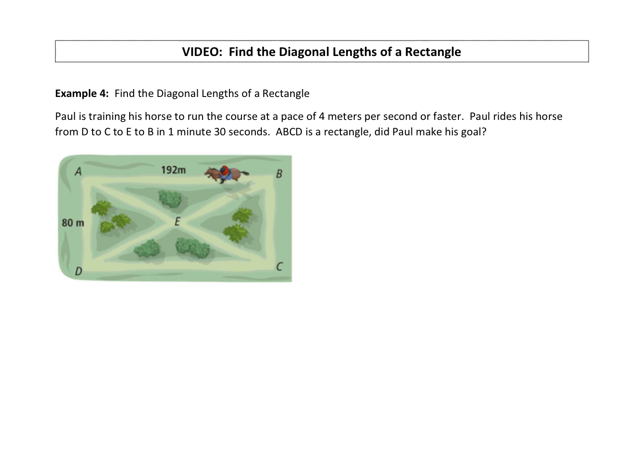All right, so let's just take a look at what Paul actually did. Paul went from D to C, so he ran along there. Then he went to E. Oh, that was not very straight. And then he went to B. And he wants to make sure that he can run that course at a pace of 4 meters per second. So what we're going to figure out is the total distance that Paul traveled with his horse.